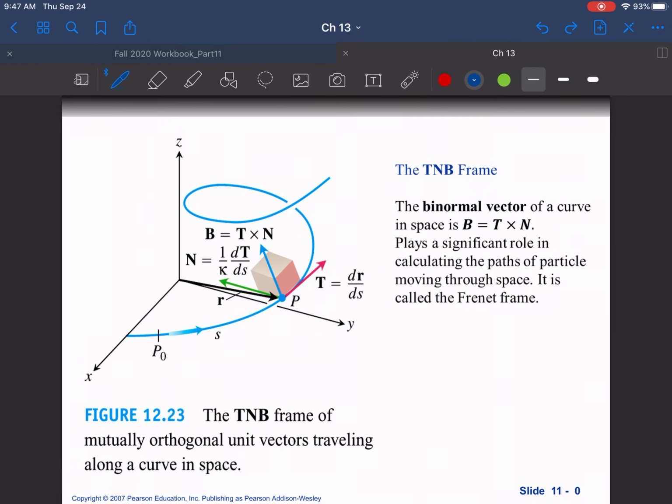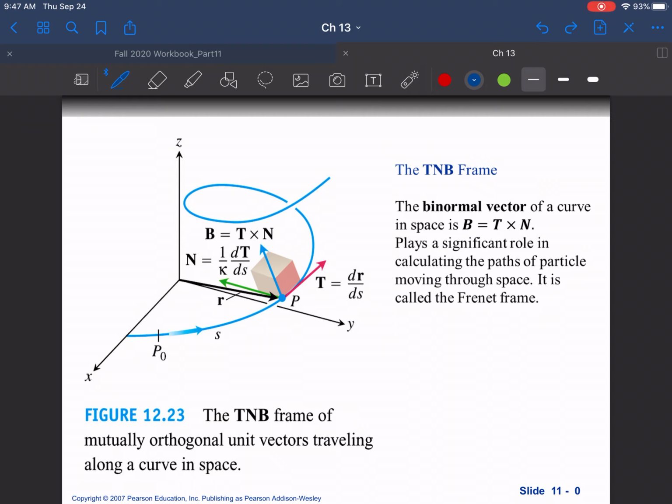So let's start with the binormal vector and introducing it. The binormal vector of a curve in space is just going to be the tangent vector crossed with the unit normal vector. So our unit tangent crossed with our unit normal. When we do that, we get a third vector that is perpendicular to both of them and is therefore also normal to our curve. Therefore, we call it the binormal vector. And that's what we get there.